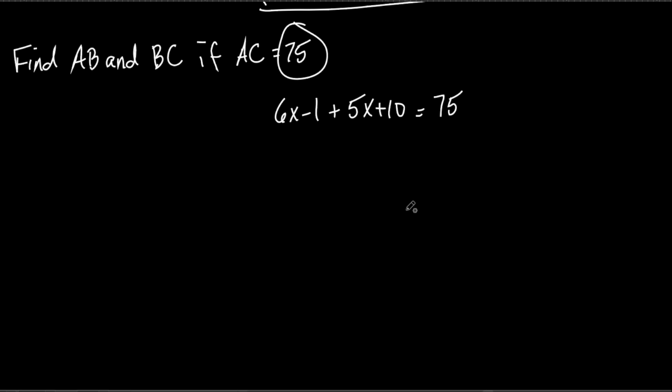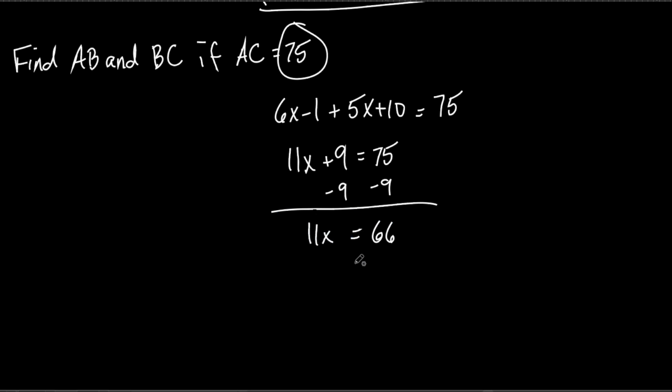Remember this from algebra? It was only a few months ago, right? You did this stuff. So let's add the like terms. 6x plus 5x, 11x. Negative 1 plus 10, positive 9. And that equals what? 75. Coming back to you? What do we do to solve for x now? Yep, subtract 9 from both sides. What do we get? 66.